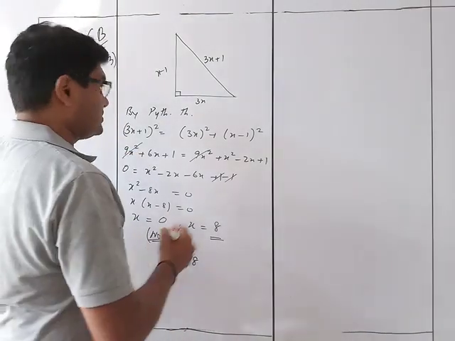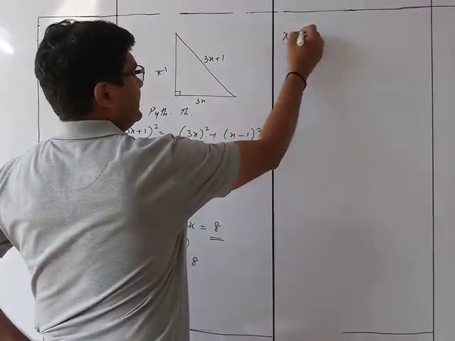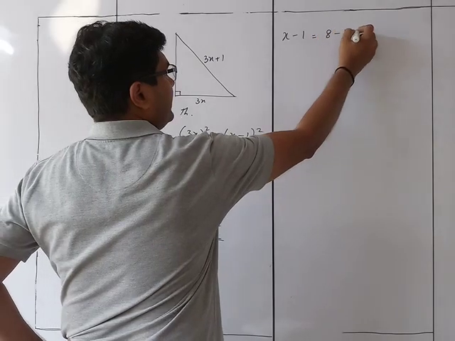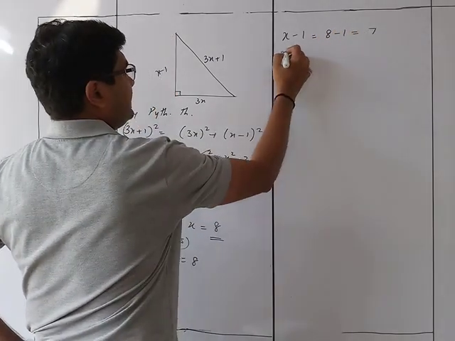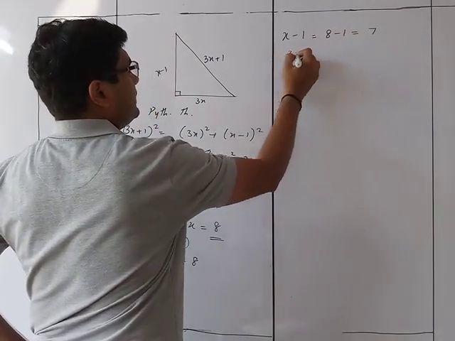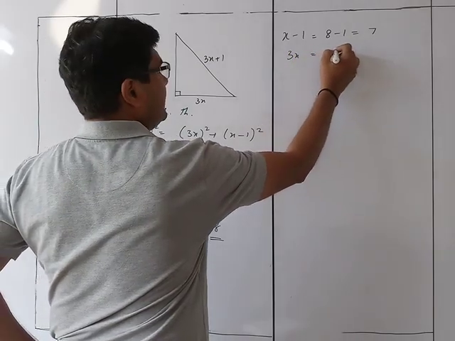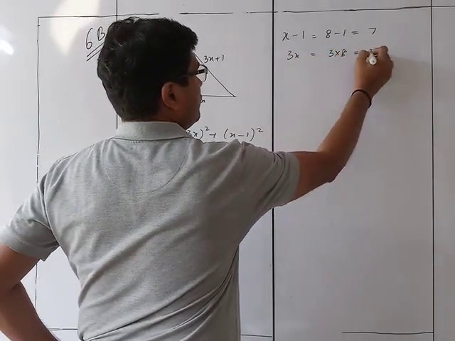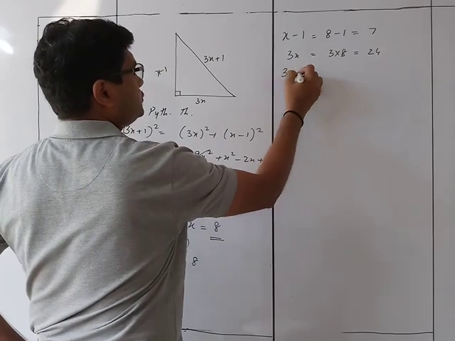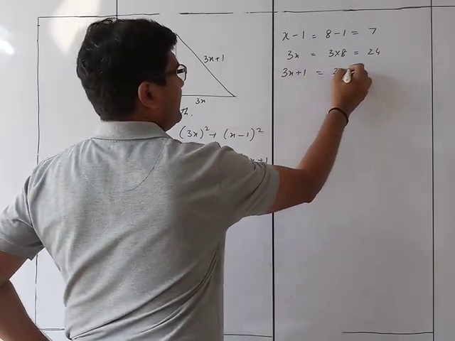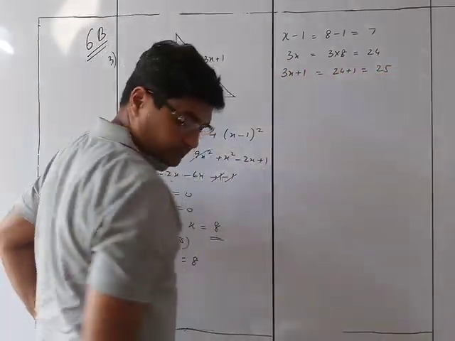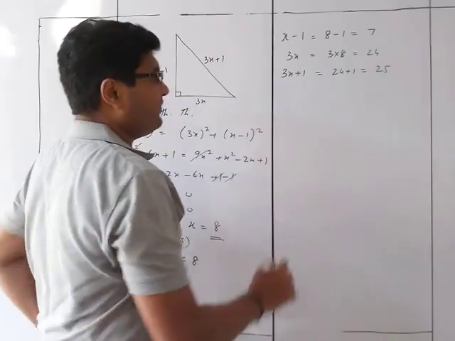Now the lengths of the sides. So first thing is x minus 1 is equal to 8 minus 1 is equal to 7. 3x is equal to 3 into 8 is equal to 24. And 3x plus 1 is equal to 24 plus 1 is equal to 25. That's the sides.